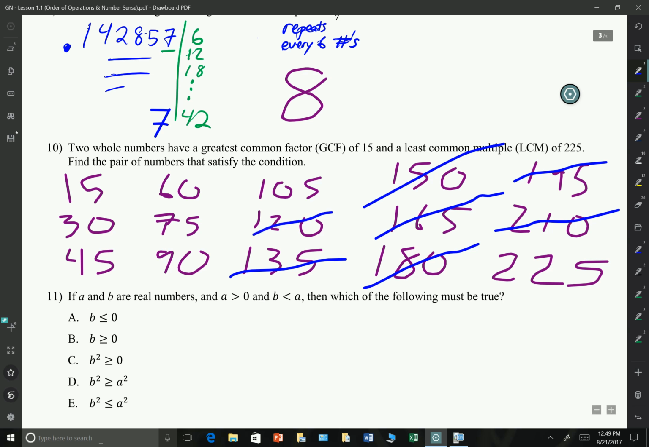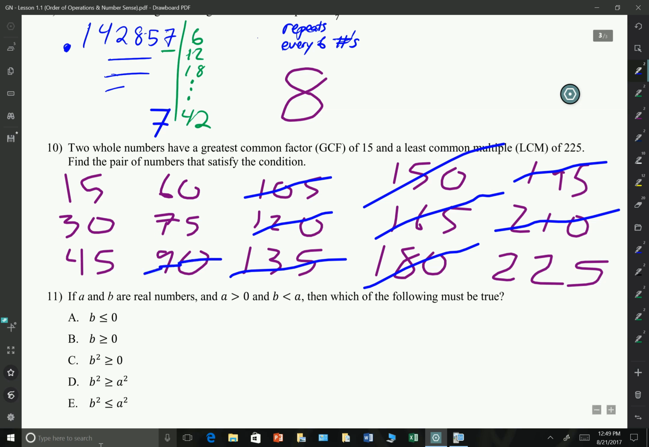105 times 2 is 210. If I go one multiple further, I'm beyond 225, aren't I? So that doesn't work. 90: 90, 180, 270, correct? So that can't work.